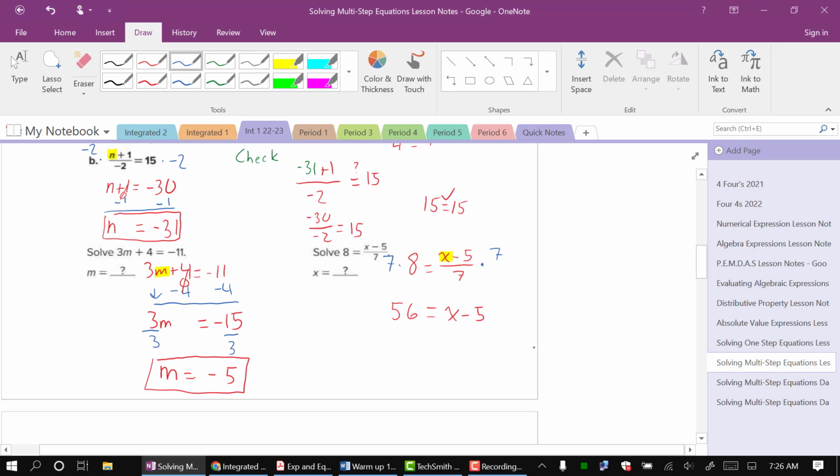Now I want to undo the subtraction that's happening to the x, so I'm going to add 5 to both sides. That leaves me with a 0 over here on the right. So I have x equals 56 plus 5 more is 61.